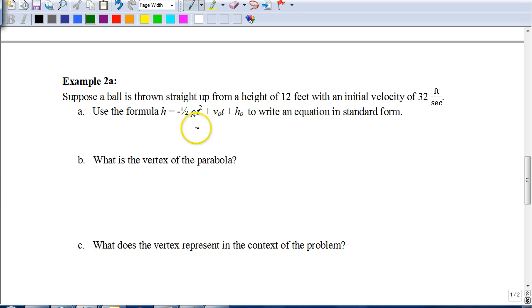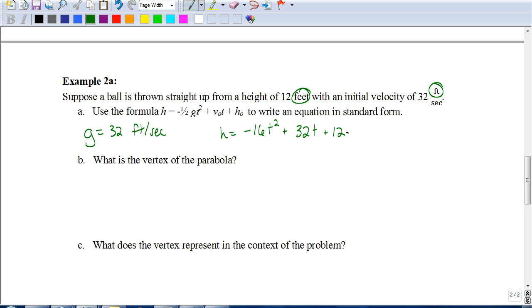Everything's measured in feet, so that tells me g is going to be 32 feet per second squared. When I take negative 1/2 of it, it's going to be negative 16 t squared, plus our initial velocity is 32 feet per second, so 32 times t, plus your initial height of 12 feet, which is 12. So there's the equation in standard form.